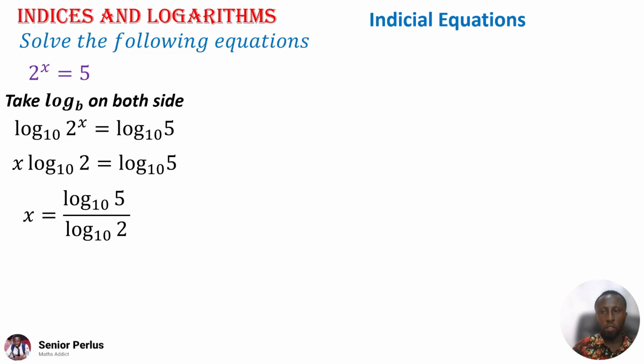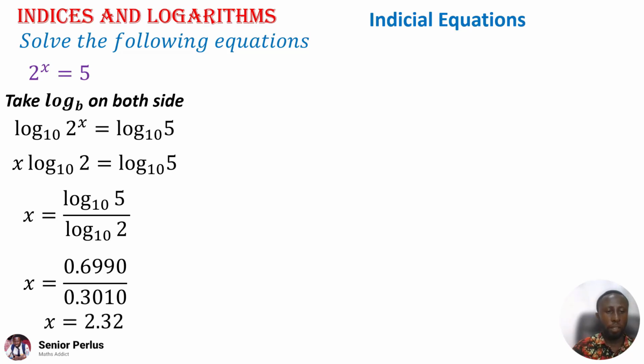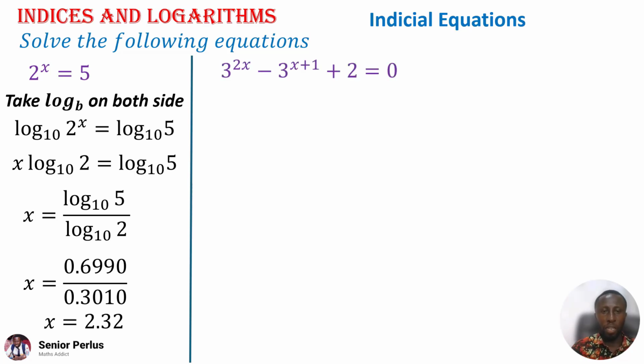From here, this is not just simplification. We should solve, so use your calculator. Log 5 to the base 10 divided by log 2 to the base 10 will give you this using your calculator. Therefore, our s is this. Very simple.